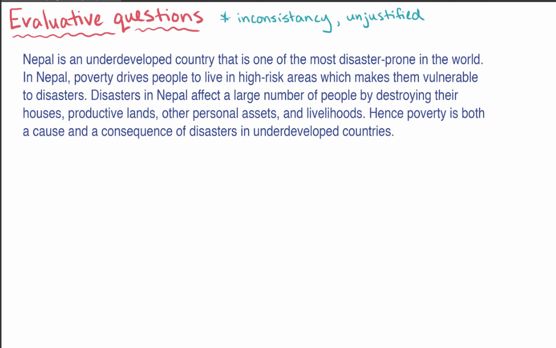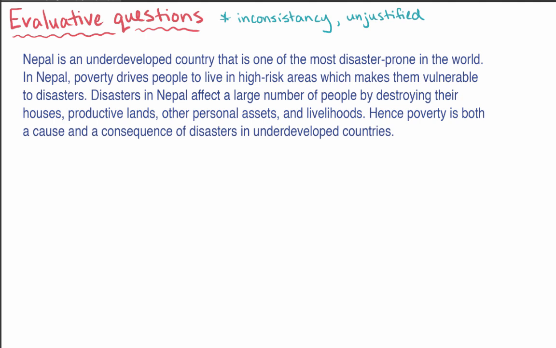Nepal is an underdeveloped country that is one of the most disaster-prone in the world. In Nepal, poverty drives people to live in high-risk areas, which makes them vulnerable to disasters. Disasters in Nepal affect a large number of people by destroying their houses, productive lands, other personal assets, and livelihoods. Hence, poverty is both a cause and a consequence of disasters in underdeveloped countries.